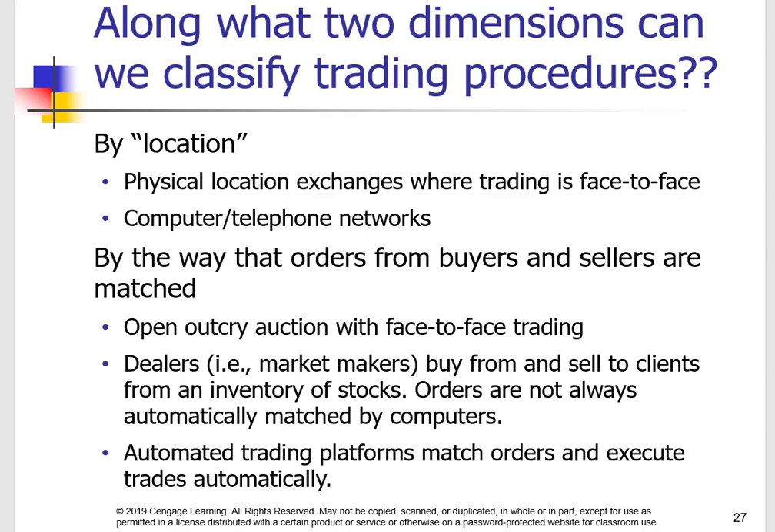So if you think about trading, what two dimensions can we use to classify trading procedures? Well, we can classify by location. So this is physical location, where we're trading face to face. This has historically been the way most financial securities are traded. We can also do it via the computer. So there are a couple of places where we can actually trade.